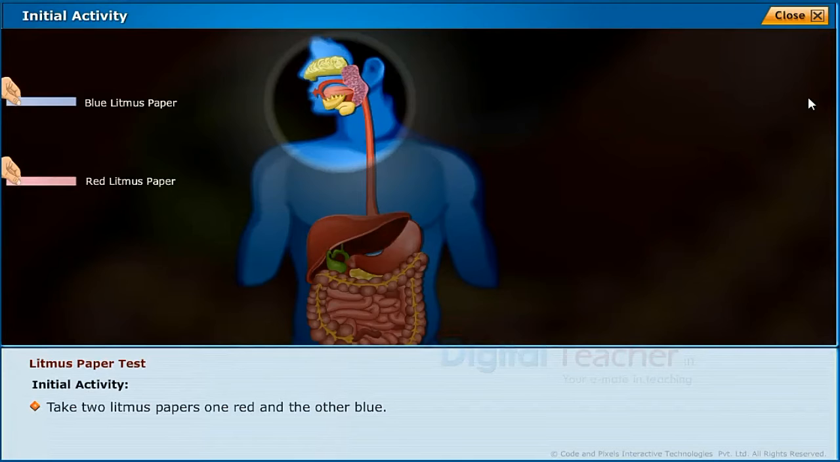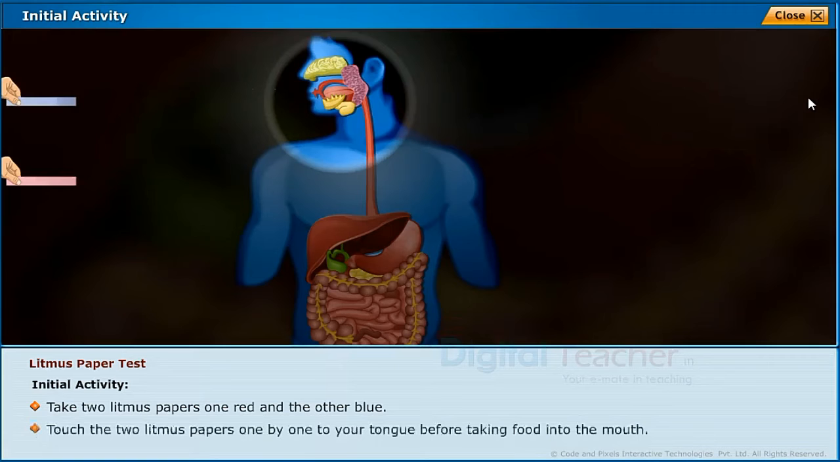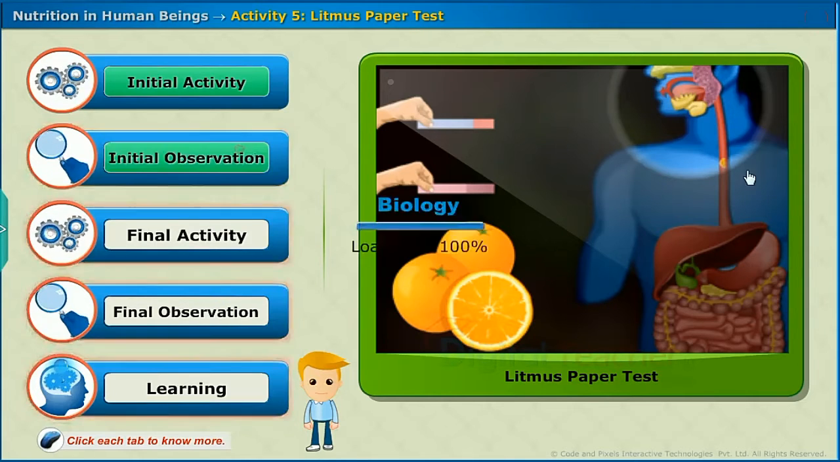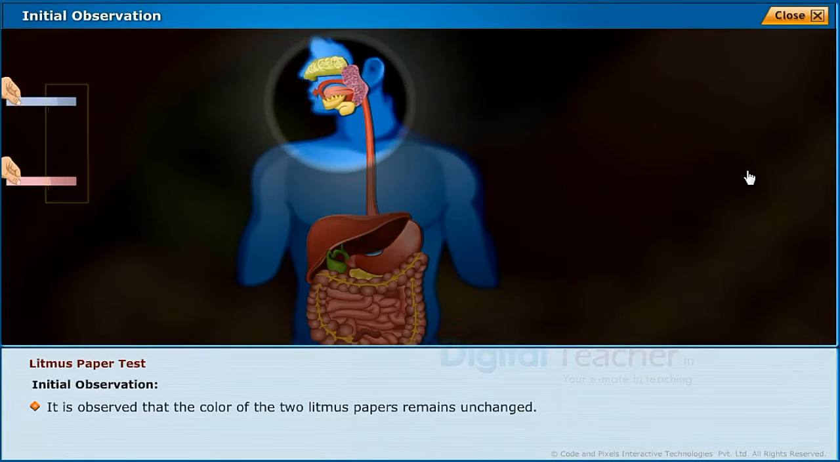Take 2 litmus papers, one red and the other blue. Touch the 2 litmus papers one by one to your tongue before taking food into the mouth. Observe whether the litmus papers change the color. It is observed that the color of the 2 litmus papers remain unchanged.